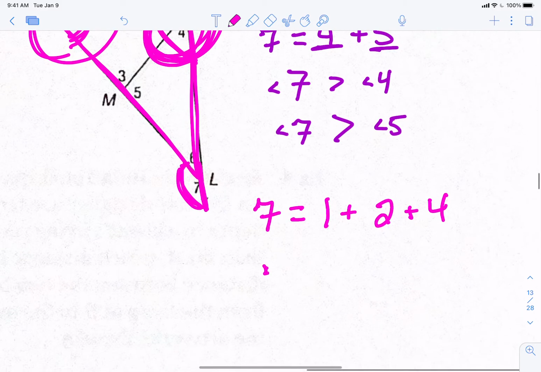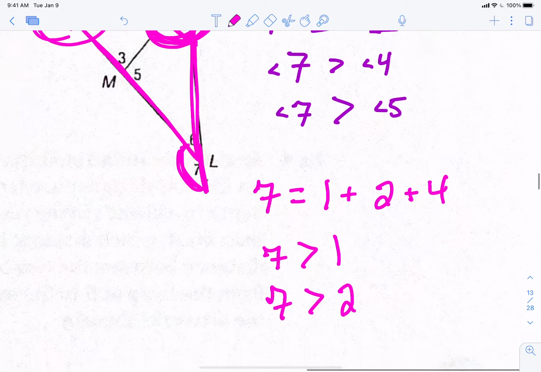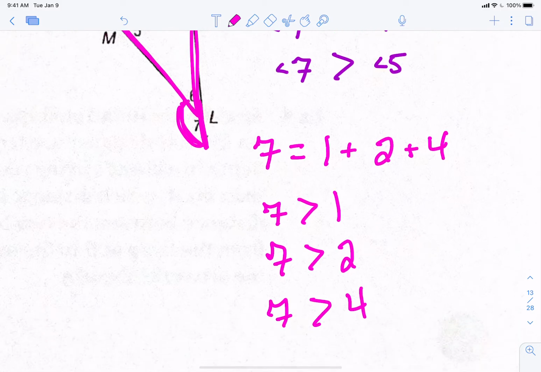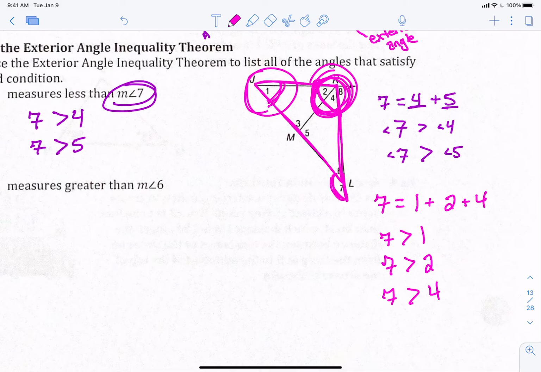Okay? So 7 is now larger than 1, 7 is larger than 2, and 7 is larger than 4, which we already knew, right? From the last list. Okay? You see what we did? The two angles that 7 as the exterior angle doesn't touch are those top two ones, which are made up of 1 and then 2 and 4 together. In order to make up the same measure as angle 7, I have to add angles 1, 2, and 4 together, so individually 7 is larger than 1, individually 7 is larger than 2, individually 7 is larger than 4, right?